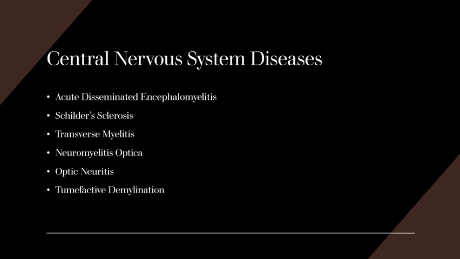Transverse myelitis. This is an autoimmune disorder that causes inflammation in your spinal cord. Neuromyelitis optica. This is an antibody-mediated immune attack on your optic nerves and spinal cord. Optic neuritis. This is another condition in which your eye nerves become inflamed. Tumefactive demyelination. This is a single demyelination lesion greater than 2 centimeters.